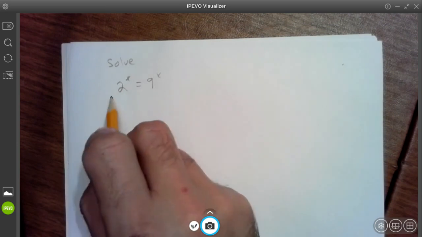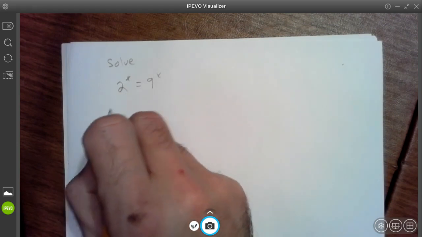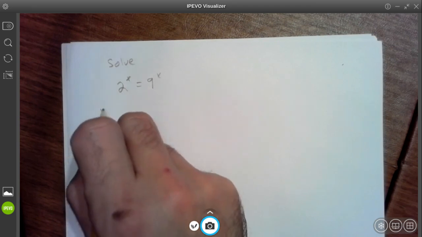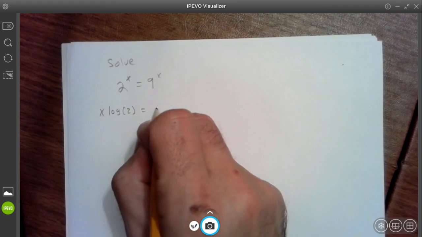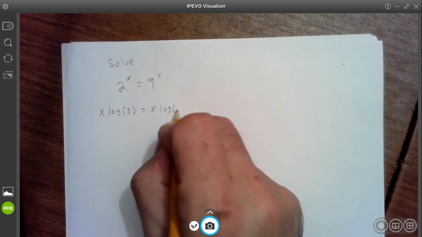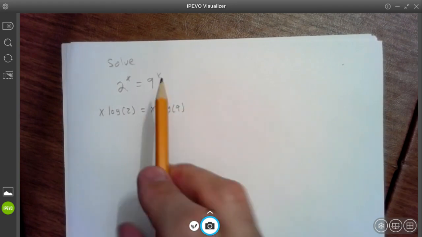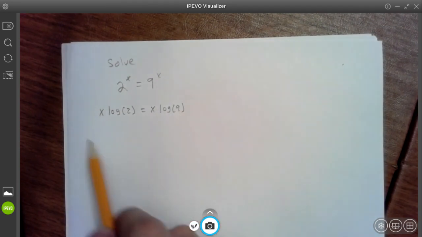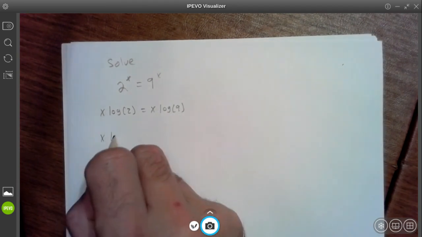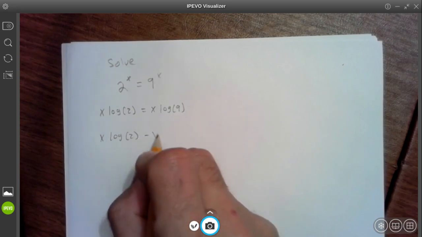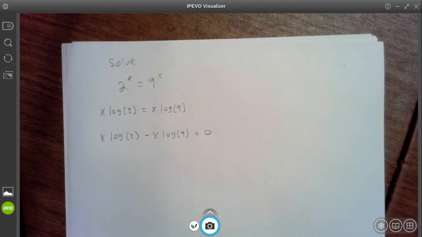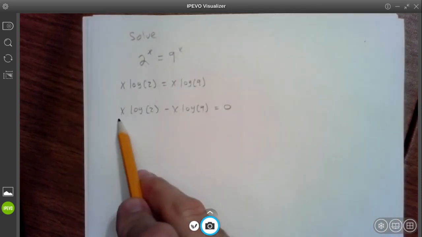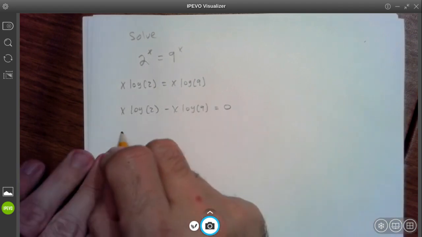So to solve this, I'm going to do the log of both sides. So if you take the log of each side, you're going to get x log 2 is equal to x log 9. And then we'll move all of our x's over to one side. x log 2 minus x log 9 is equal to 0 now. All right, and then what we would do, we'd factor out an x because both terms have an x.